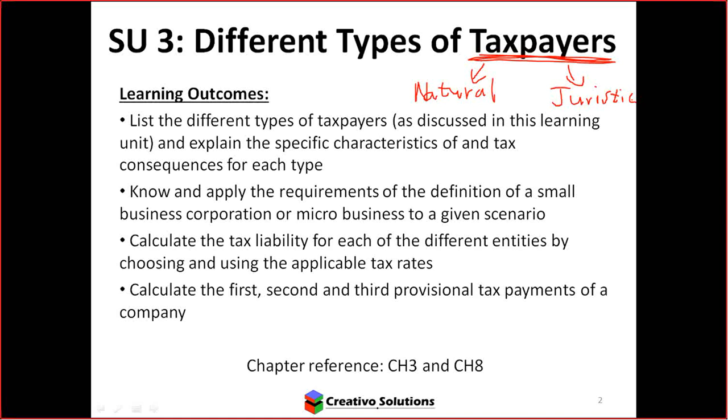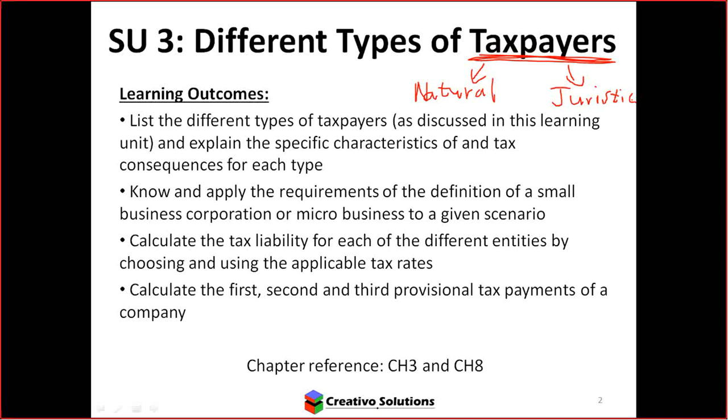In South Africa, it makes no difference which you are. You can be a natural person or you can be a juristic person. Both will have to pay tax. And you pay tax according to the legislation, and the legislation is set out in terms of the Income Tax Act. There are other forms of legislation, other acts. I mean, you get acts for everything because that's set by government.